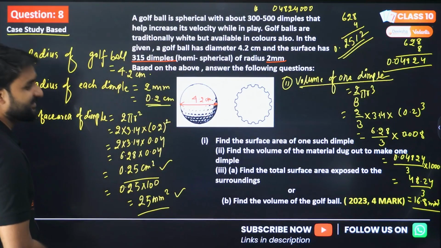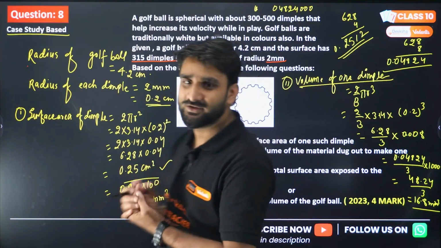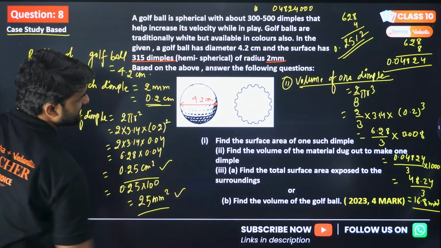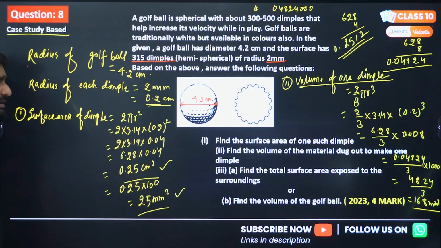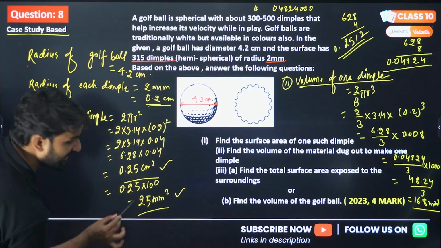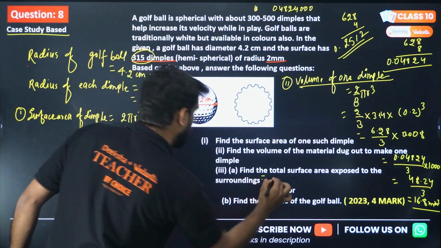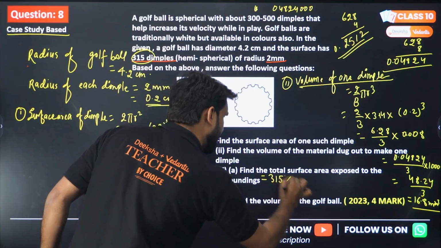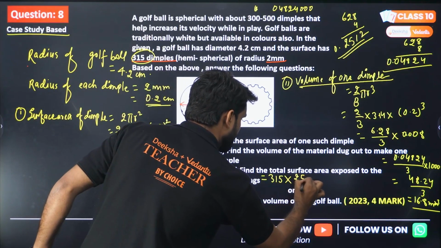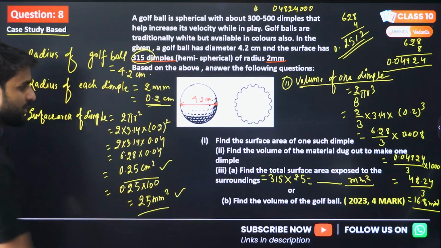Yeah, I know these questions require so much calculation, so I'm doing it here, and you have to do it also. We cannot run away from the calculation. Now the third question, find the total surface area exposed to the surrounding. We have already found the total surface area of one dimple, but here how many dimples? 315. So in this third question, we have to multiply 315 into the total surface area of one dimple, 25. So whatever the answer will be, you will get in millimeter square. This is the answer, or either you can solve this.